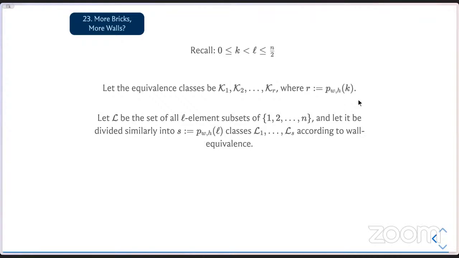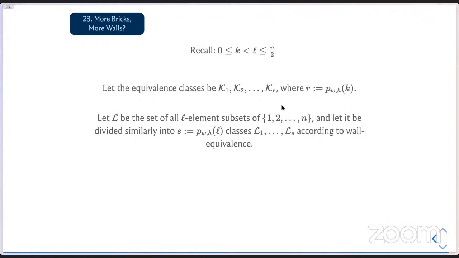Now you can do the same for L. You take the L-element subsets, sing the same song, do the same dance, and the L-sized subset space also gets partitioned into some S parts, where S is PWH of L, the number of non-increasing walls that you can build with L bricks.